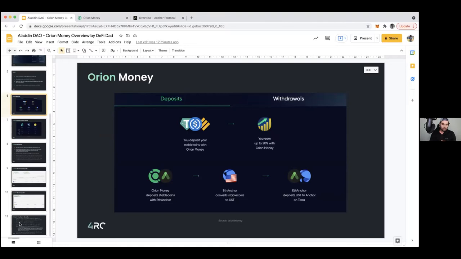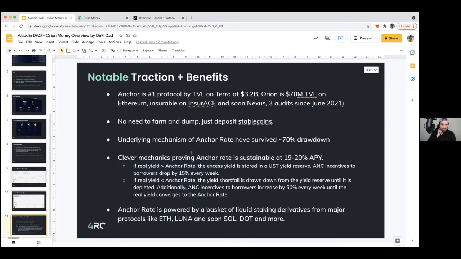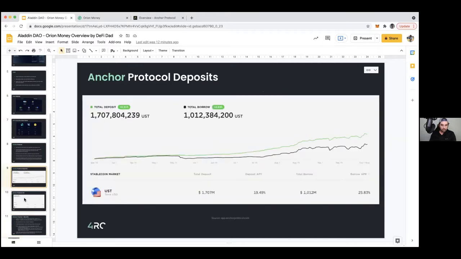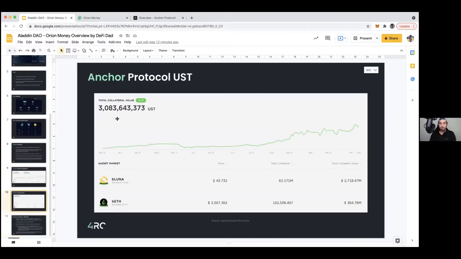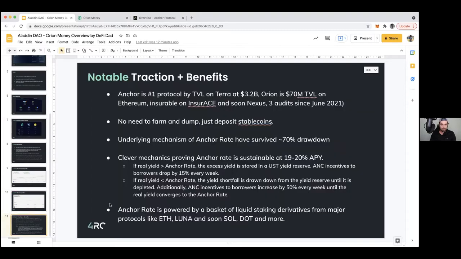What else here? Yeah, I guess then, just to summarize today, how much money do we have in this? We have about 3 billion of collateral that's been deposited.